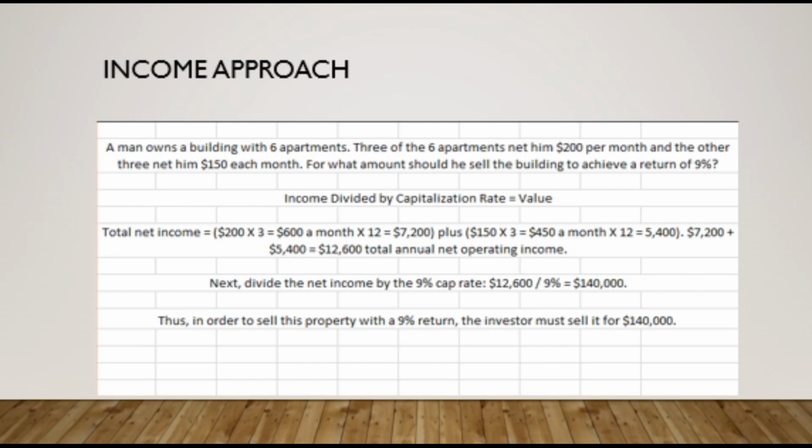Next, divide the net income by the 9% cap rate. So we're going to divide that 12,600 by 9%, which equals 140,000. Thus, in order to sell this property with a 9% return, the investor must sell it for 140,000.